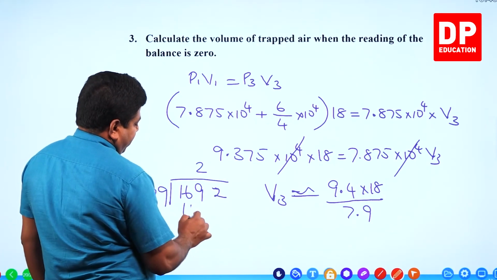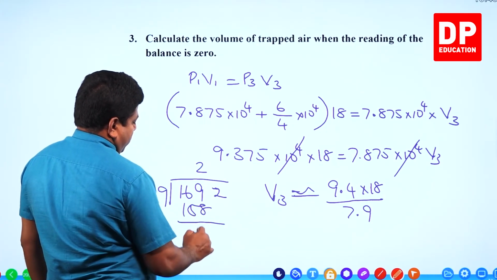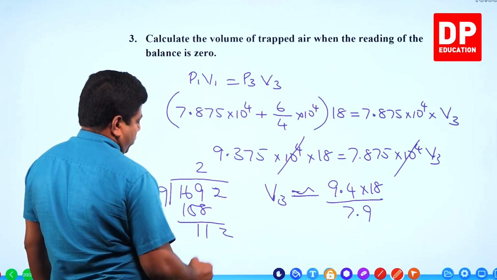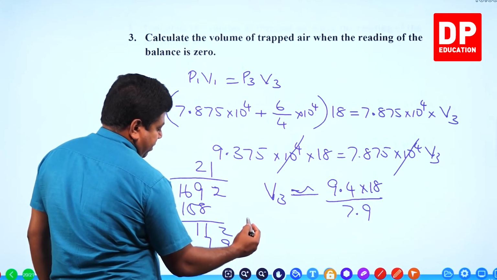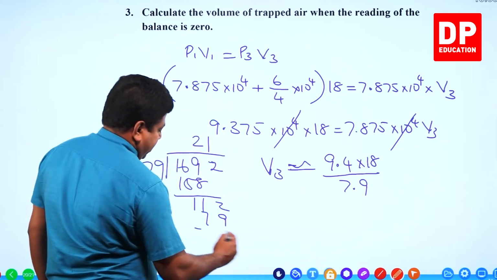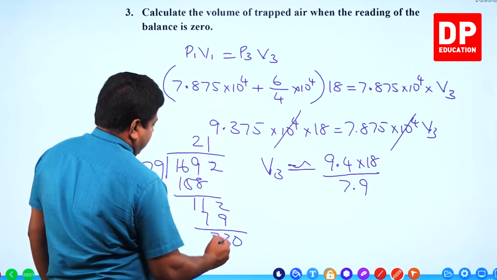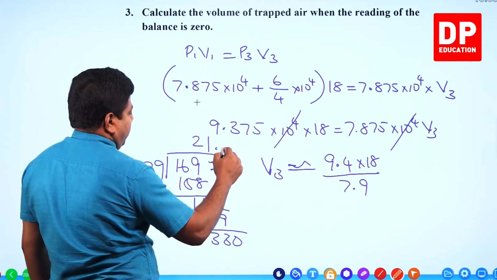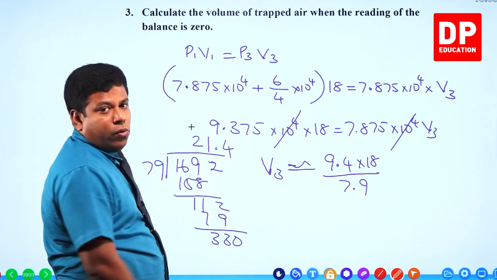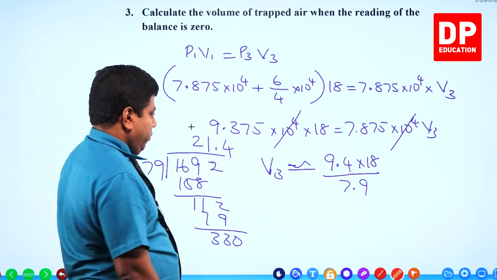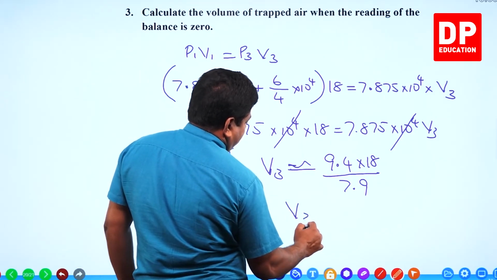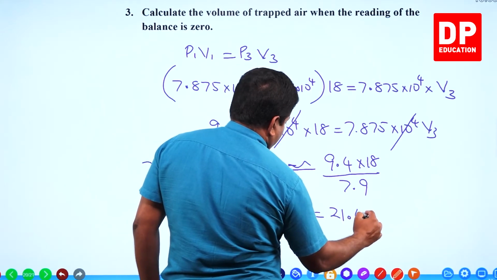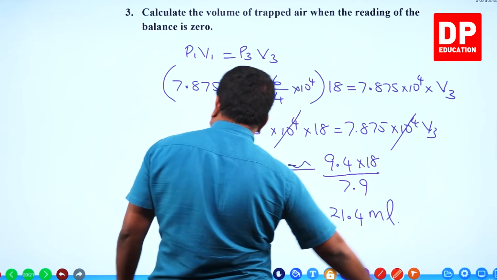2 will be 158, 112, that's 1. 79, subtract it. 33. 330. That's around 4. 21.4. 21.4. So look at the answer. We get V3 will be 21.4 milliliters.